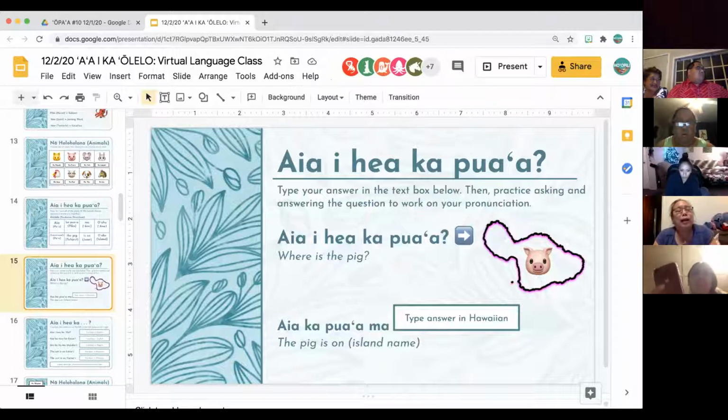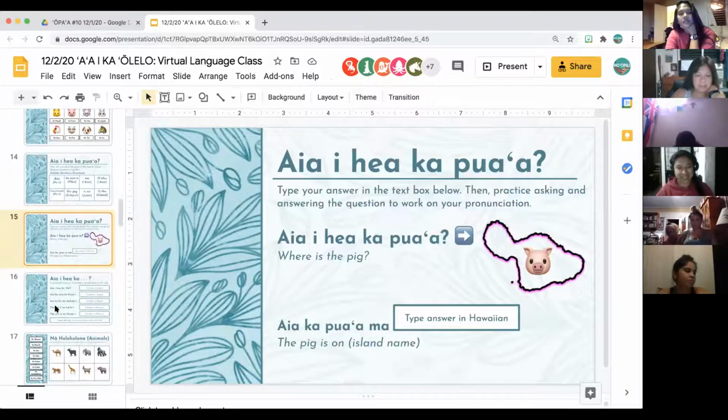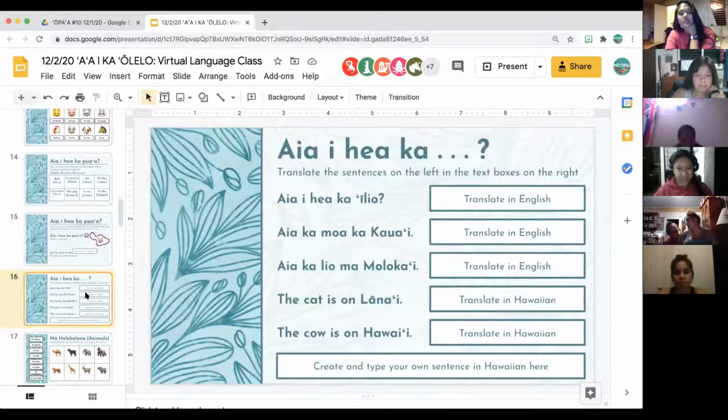Let's have Kelohi. Can you read yours? I'm gonna read the correct way because I think I wrote Aia ihea kapua'a. Aia kapua'a ma Maui, which means the pigs stay on Maui. That's perfect. Okay, so yeah, the pig is on Maui. Aia kapua'a ma Maui.